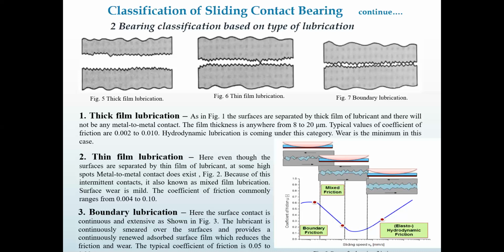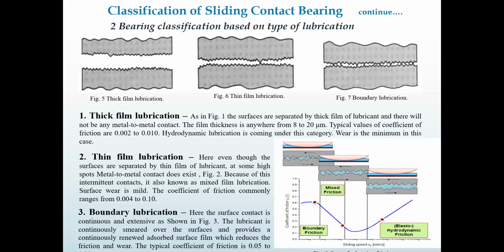In this mixed condition, only the crest points, higher points or peak points are in contact with each other. So the oil film will be maintained in the other area, and direct metal to metal contact will occur in the peak area. That's why it is called mixed type of lubrication.